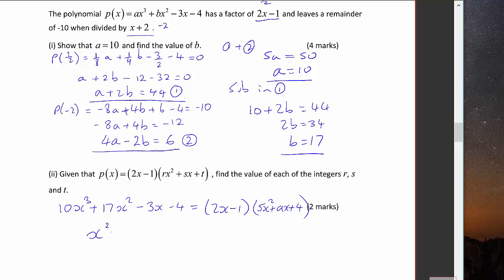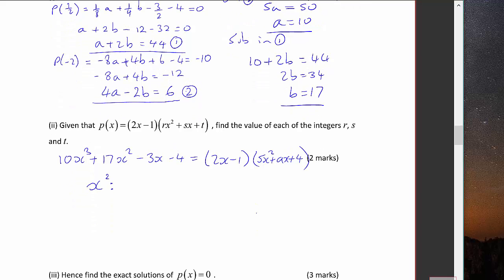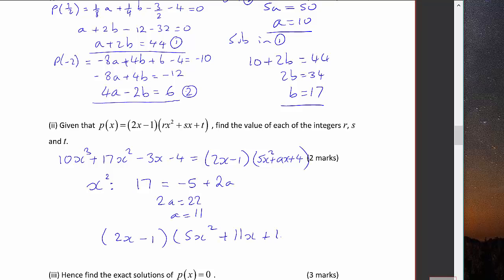And then let's look at coefficients of x squared. Well, on the left, we've got 17. On the right, what would give us an x squared? Well, we get minus 5x squared from there. And then we'd get 2a x squared from here. And so we have 2a is equal to 22, so a equals 11. So we've got 2x minus 1, and we've got 5x squared plus 11x plus 4.